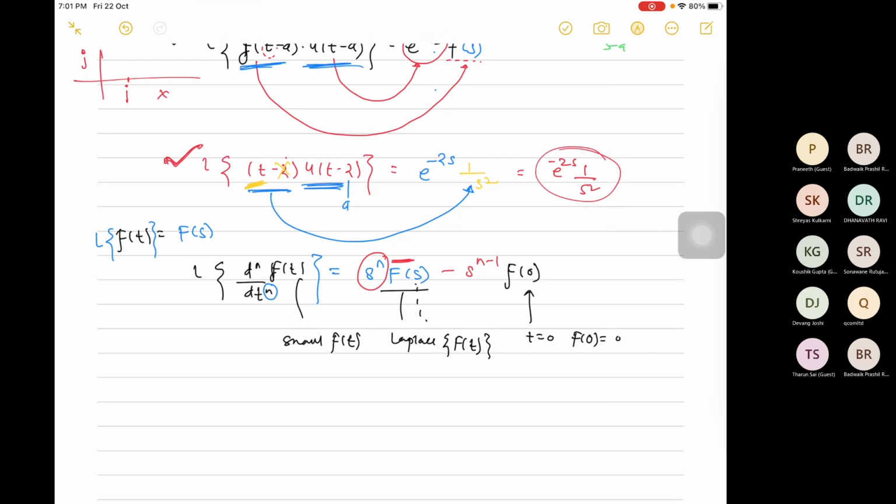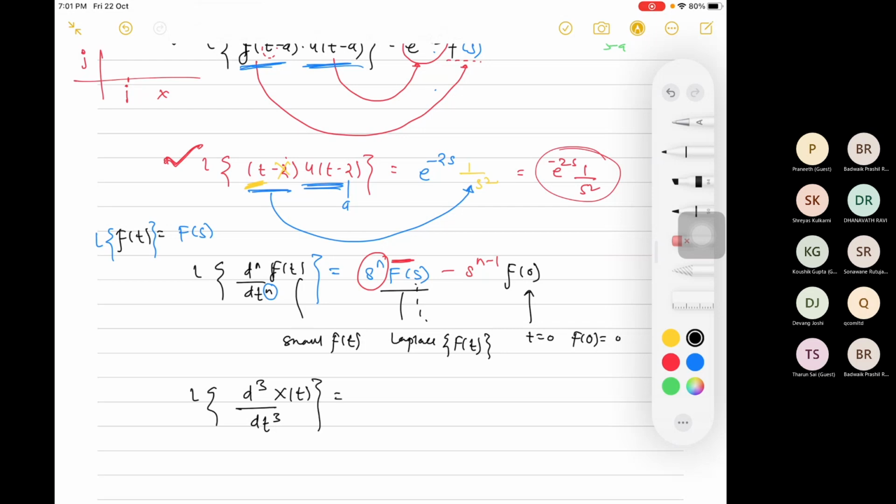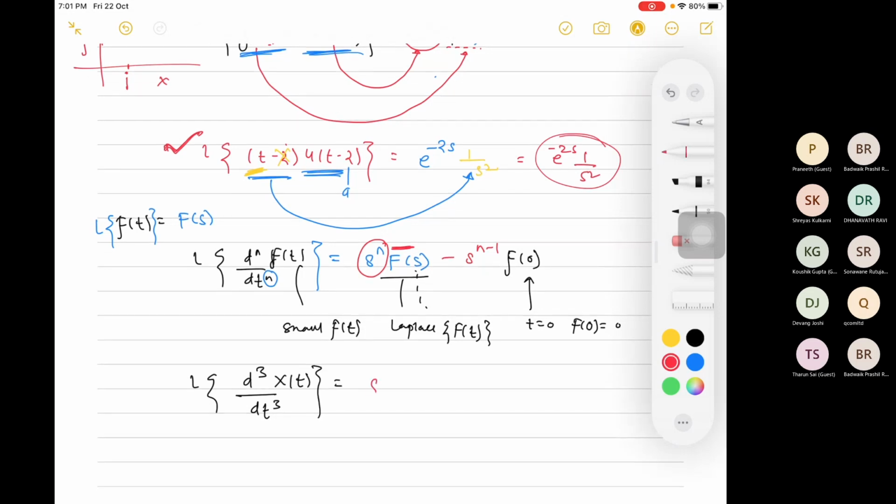Suppose I am taking this f of t as, now you tell me, d to the power 3 by dt cubed, of capital X of t. What is the Laplace of this then? S to the power 3 times, instead of capital F, what will it become? Now it is capital X of t. What is its Laplace? If you don't know, write X of s. Then minus s to the power n minus 1. What is n minus 1 for you? 3 minus 1 is 2.